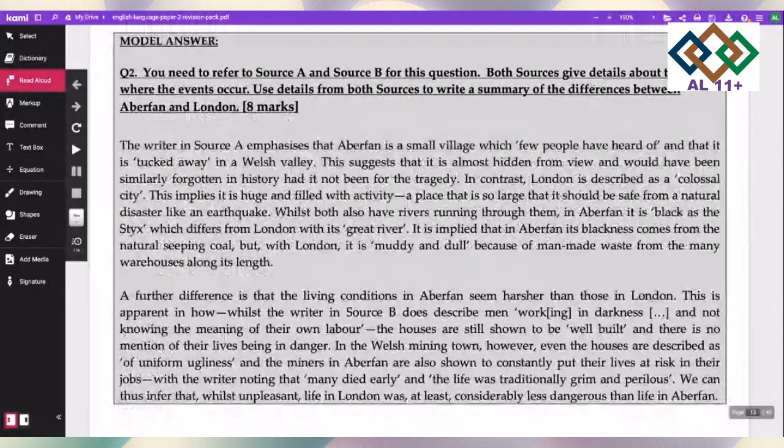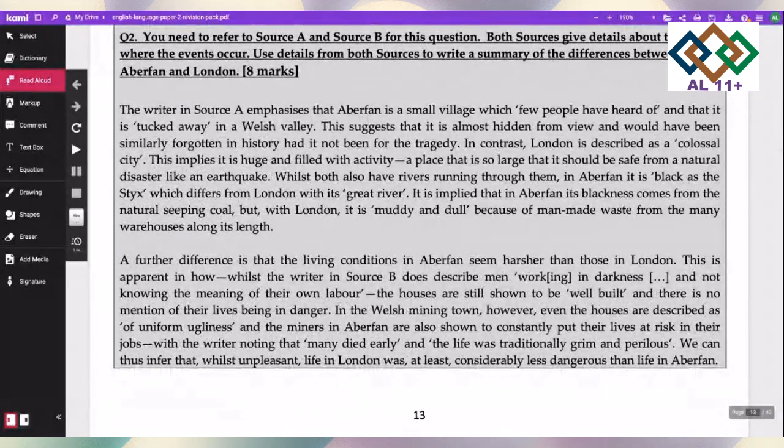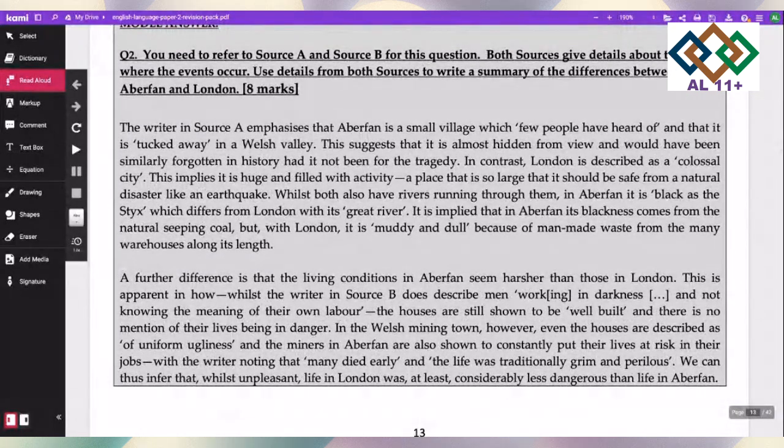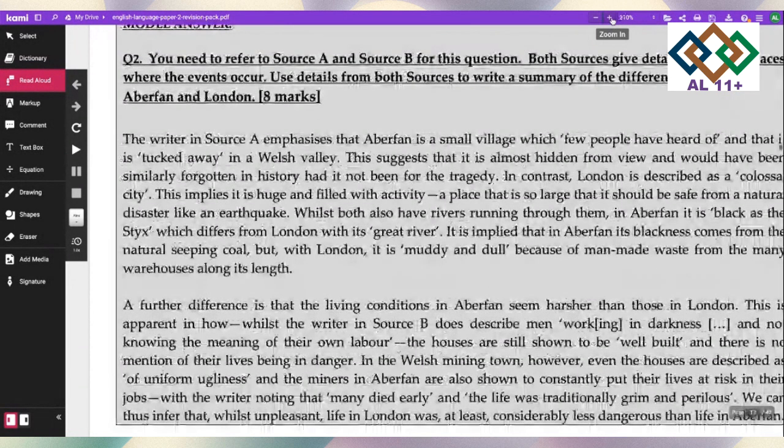So now this is a model answer. I'll stop here. This is what they are expecting you to write in your model answer for number 2. This is the language they want you to use, and if you use language like this, you will be able to get a really high grade in your GCSEs. So I'll stop for a minute here so that you all can take a screenshot of what to write in your model answer too. This is what they're expecting you to write.